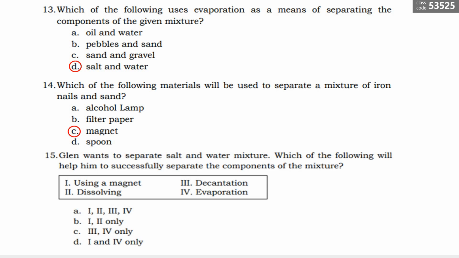Okay, time is up. Let's reveal the answer. The correct answer is letter D. We have 1 and 4 only. Using a magnet, and we can have evaporation too.